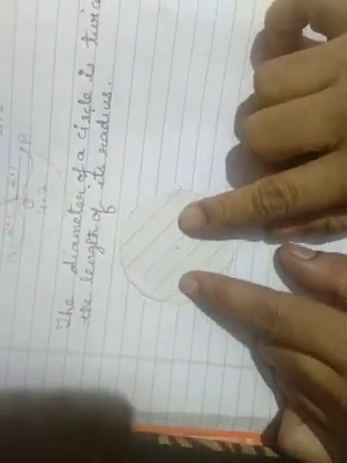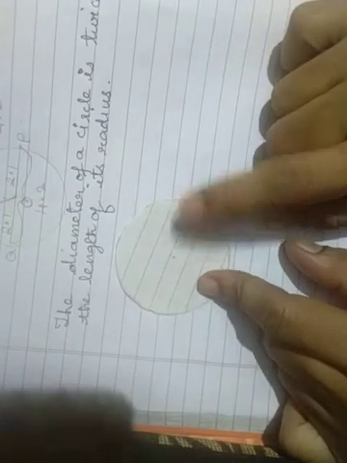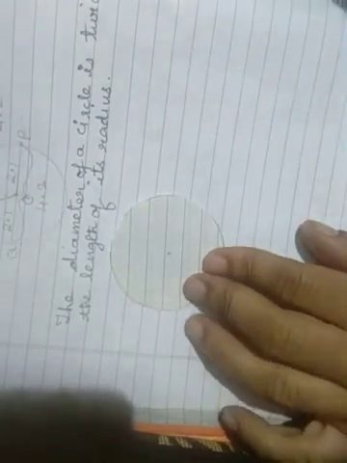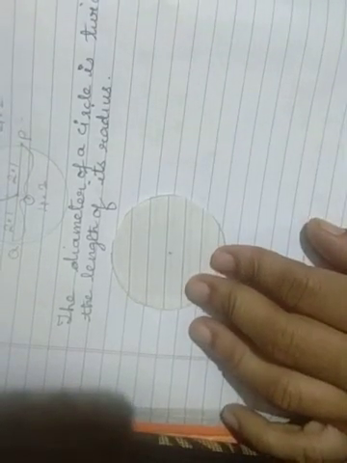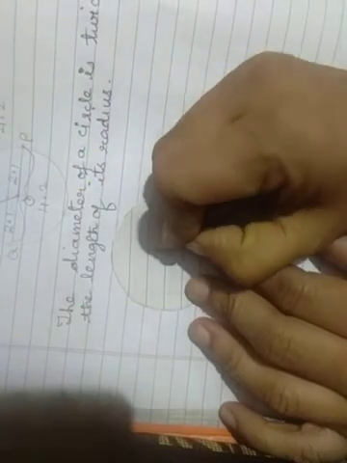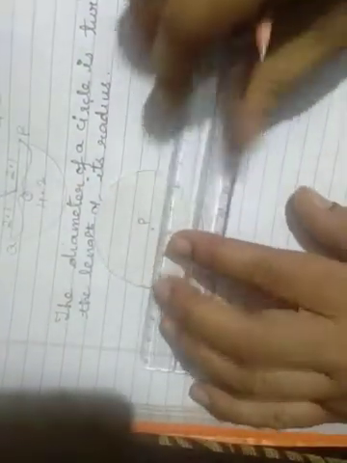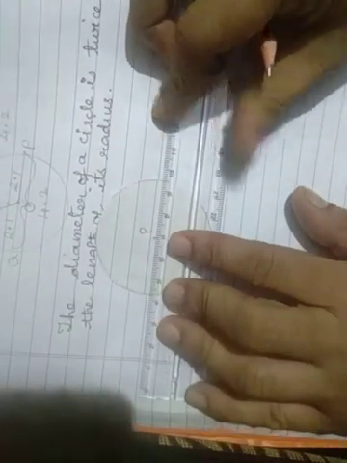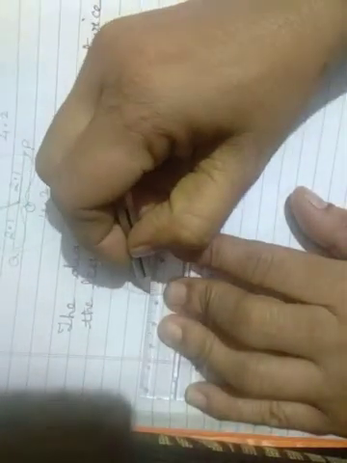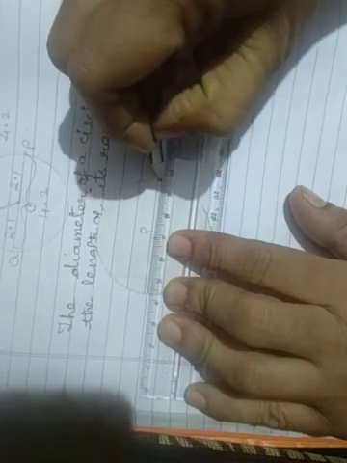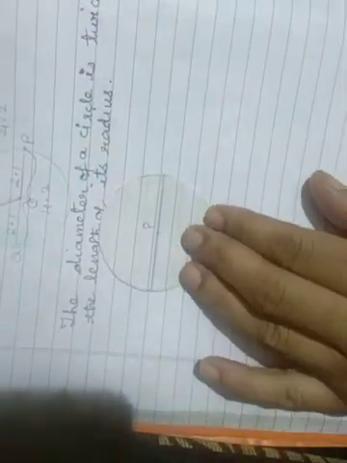So here I have cut now the circle. So we will now name the center as P here. We'll draw the diameter now here like this. You also draw along with me, fine.